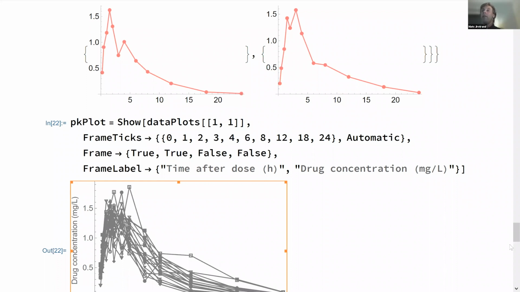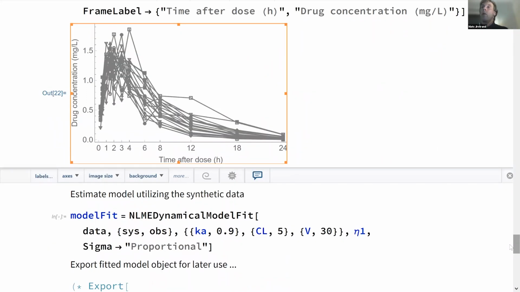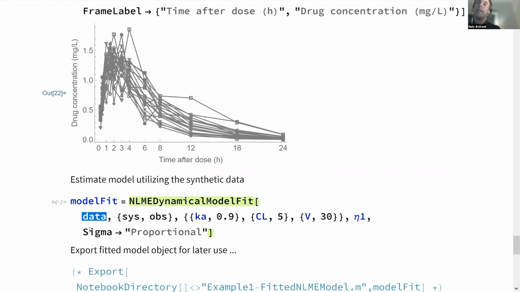Okay, but that is when we have the data. The real workhorse and the numerics number crunching in this package is this function, the nonlinear mixed effects dynamical model fit function. So the syntax is rather similar to when we generated the synthetic data. The first argument is the data, the individual time series from, in this case, 20 individuals. We have the model structure, the differential equation and observation equations.